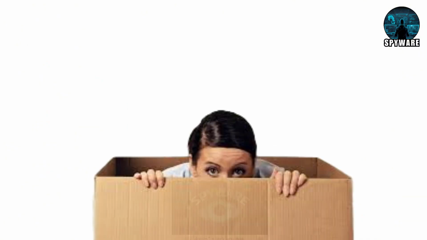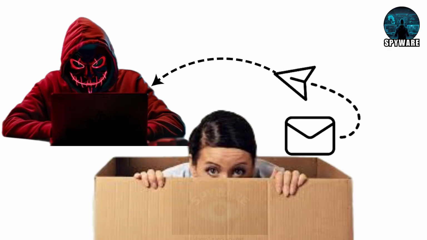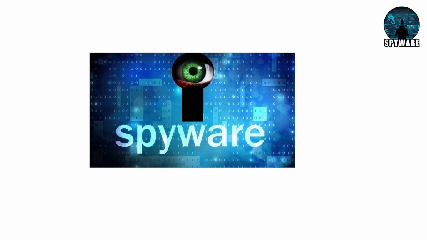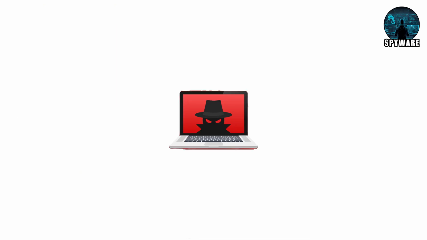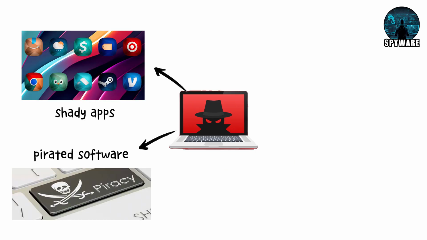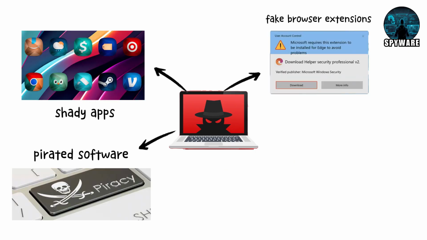Instead, it hides and watches, often for months, while secretly sending your data back to its creator. That makes it especially dangerous because victims usually don't realize they've been compromised until their identity is stolen or money is missing. Spyware can come bundled with shady apps, pirated software, or even fake browser extensions.